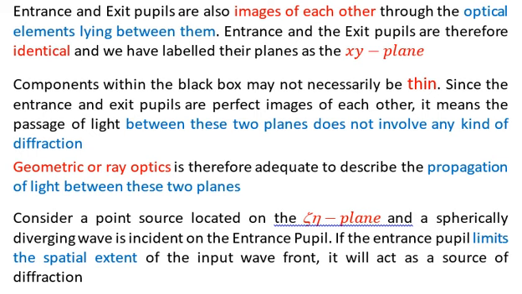Components within the black box may not necessarily be thin. Since the entrance and the exit pupils are perfect images of each other, it means that the passage of light between these two planes does not involve any kind of diffraction. So remember that we assume that no diffraction is present within the elements that are present in the black box. So geometric or ray optics is therefore adequate to describe the propagation of light between these two planes.